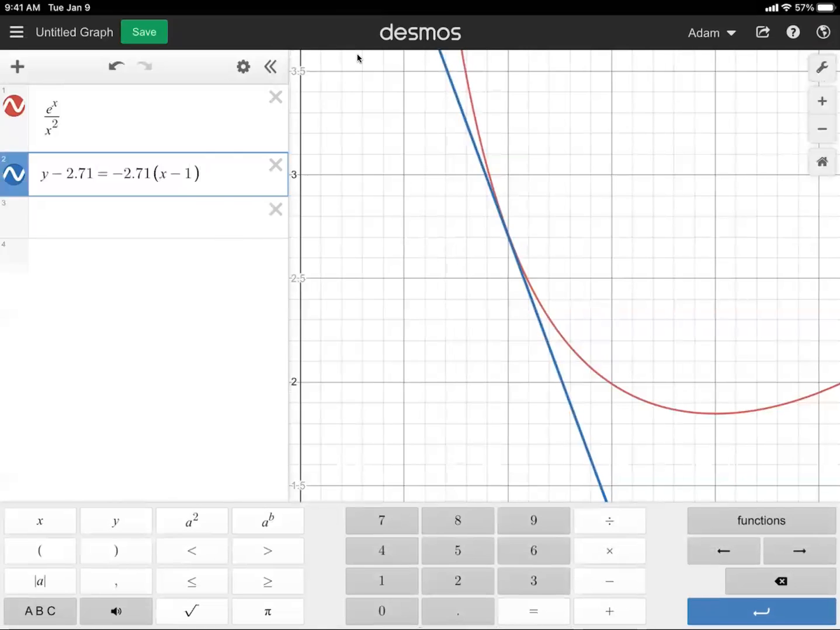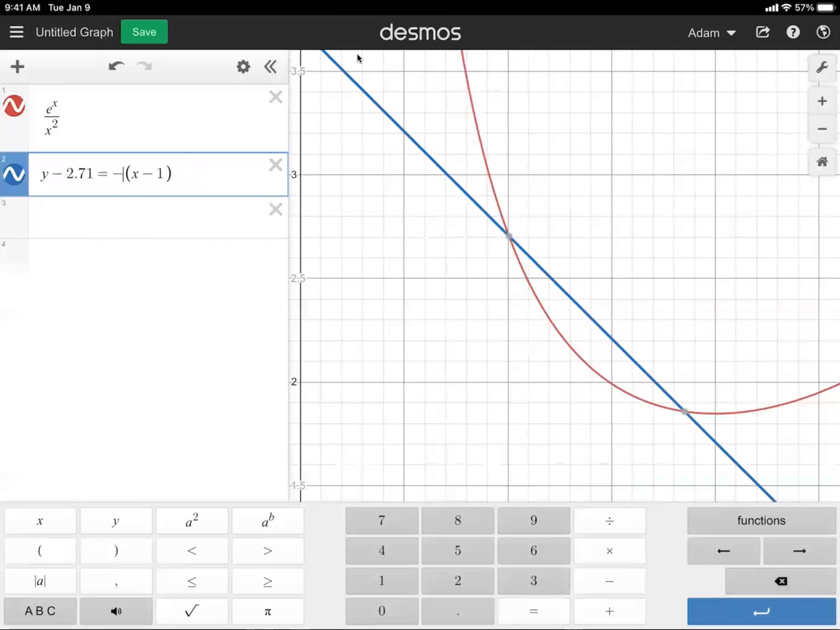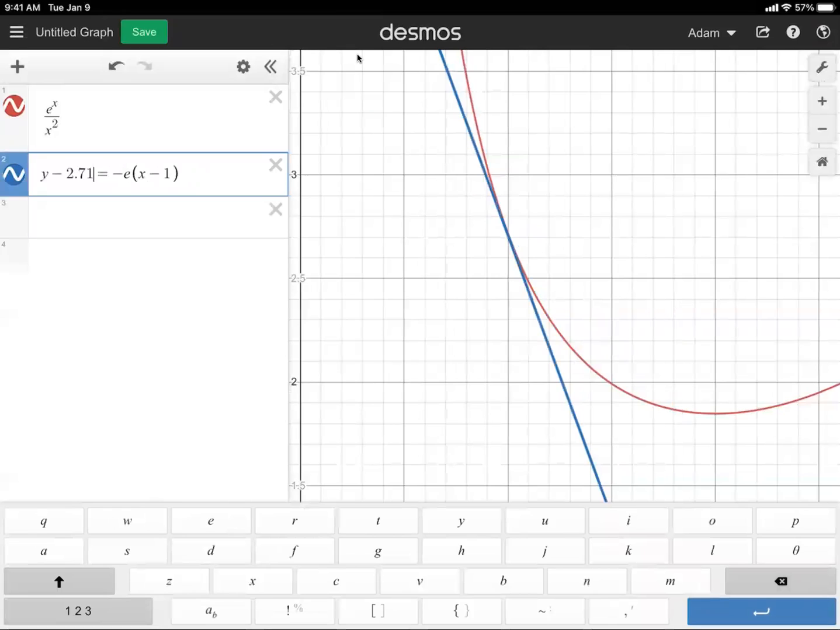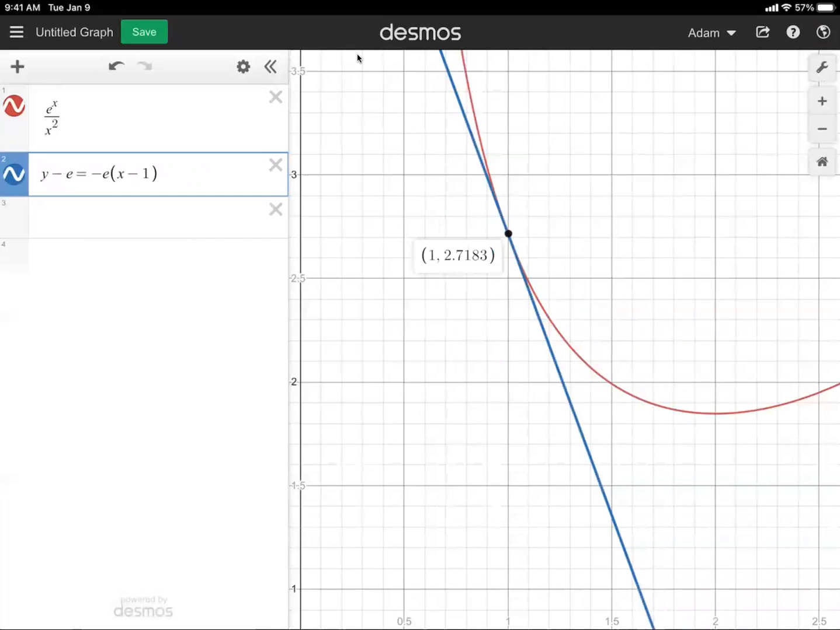But again, if you really didn't like that the numbers involved e, e is just a number. It may not be a nice whole number, but if I put that in, I will get an even better approximation. And in this case, Desmos even gives me that little point of intersection, which of course is the point on our graph. It's 1 comma e, which is what we found earlier.